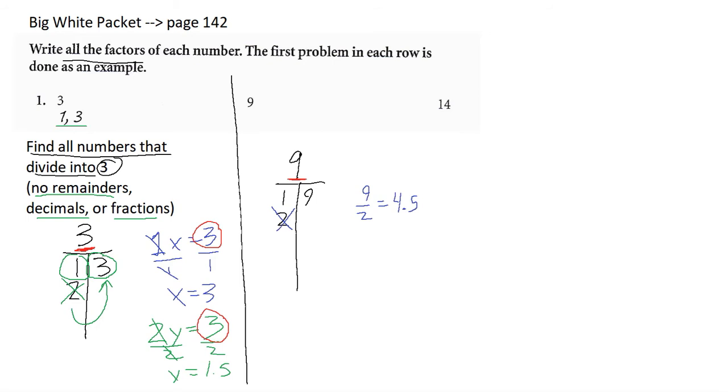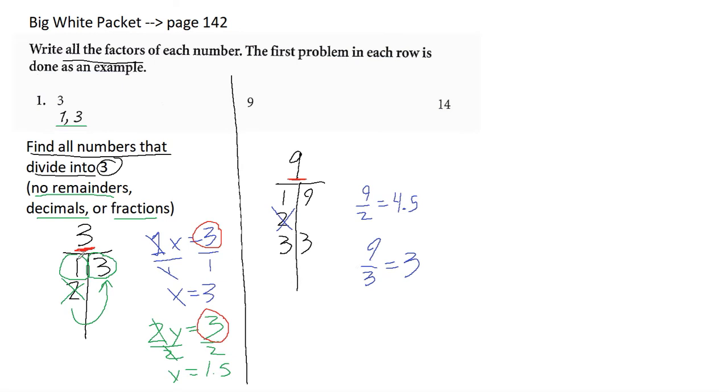I had 1, then 2, now I'm going to do 3. And I think to myself, 3 times what gives me 9? And again, the shortcut is take that number 9 and divide by the potential factor. 9 divided by 3, I'm hoping to get a whole number. 9 divided by 3 is 3. So that means 3 is good. 3 is on the list. It is a factor, and it's 3 times 3 to get me 9.